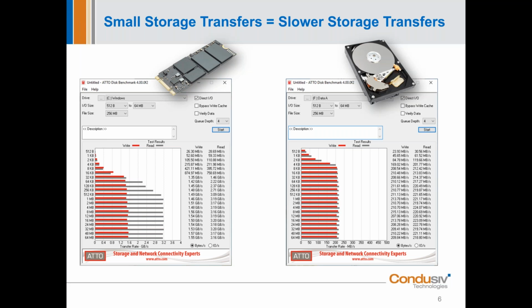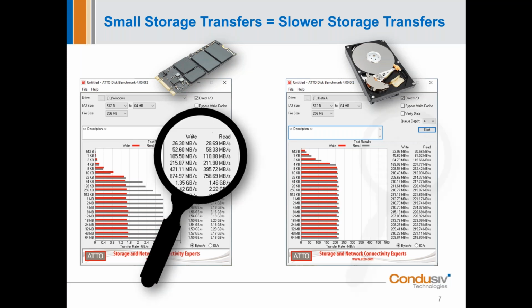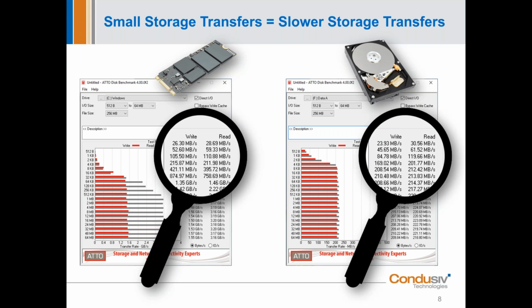Take a look at the test results on this slide for an NVMe connected SSD and a spinning hard drive. Of course, the read and write speeds are faster on the SSD, no surprises there, but what about when the storage I/O sizes are small? Smaller storage I/Os mean less data can be read and written per second. And that's okay if you're actually reading or writing only 2K or 4K of data.